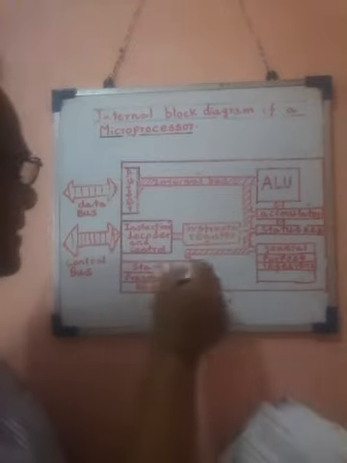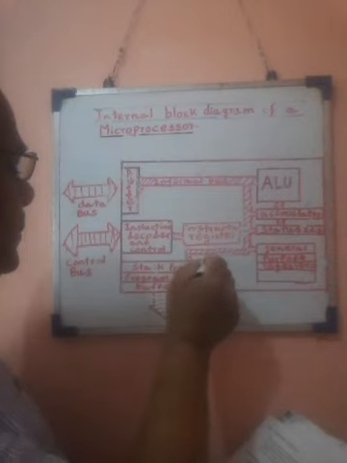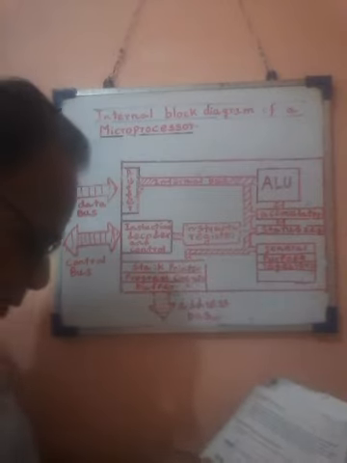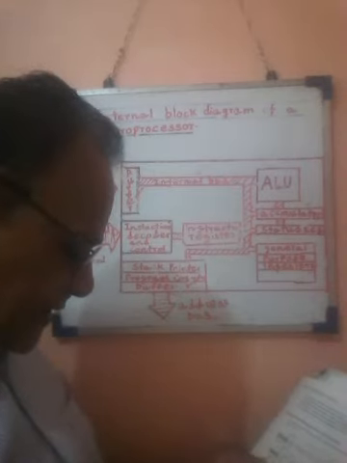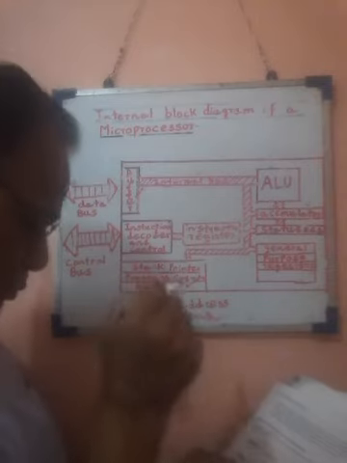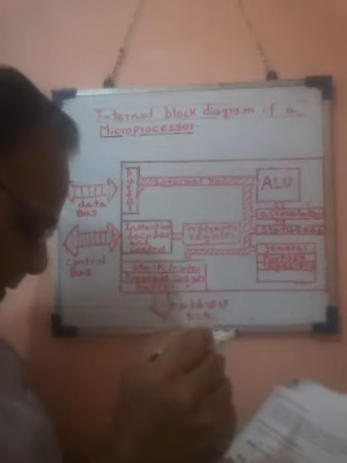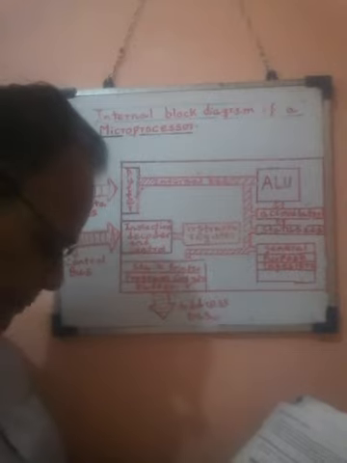And finally, the stack pointer. This is the stack pointer. The stack pointer holds the address of a particular section of the memory used for certain operations. It holds, remembers, and keeps it for future operations.